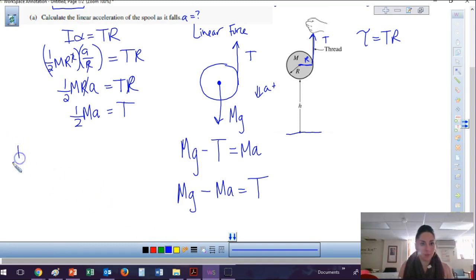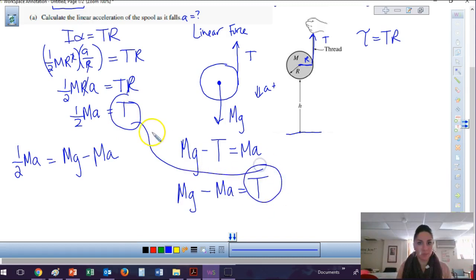So I'm going to now take my definition of T and plug it into here. So let's write it out. So I get 1/2 ma equals T. So T is this whole thing, mg minus ma, like this. Now notice I eliminated T by taking it here and swapping it out, plugging it into here. So we're able to eliminate T, or tension. So that was the technique here, using the linear force, or Newton's second law. This is Newton's second law application into this.